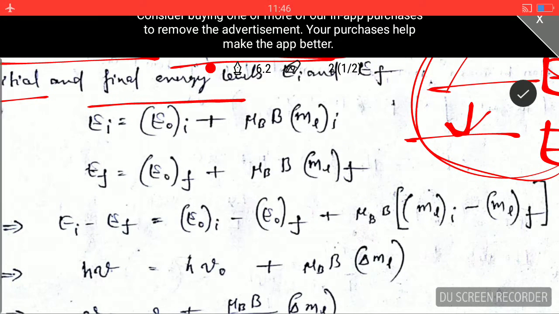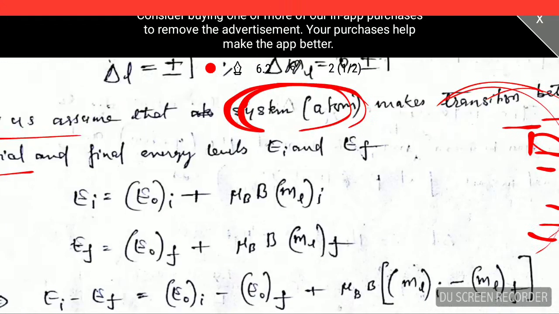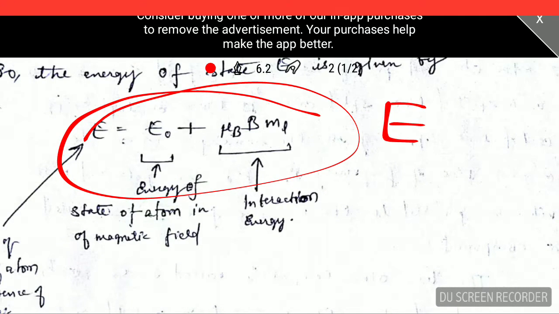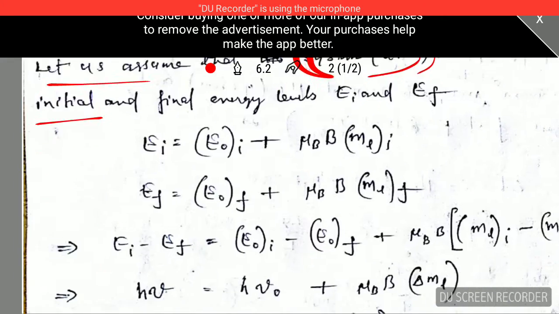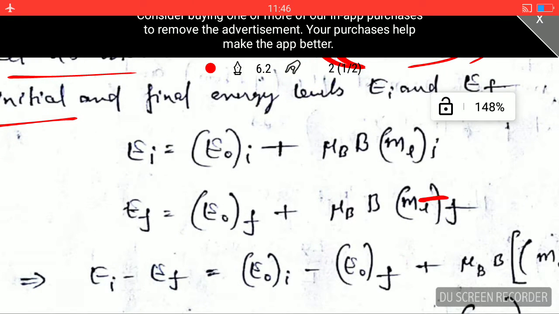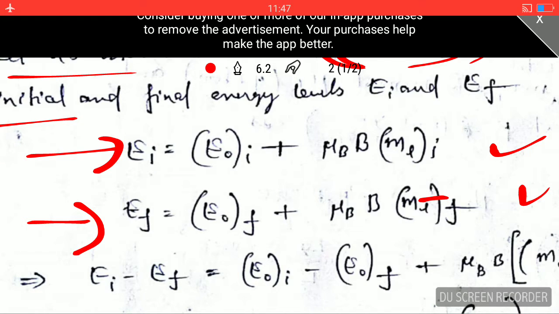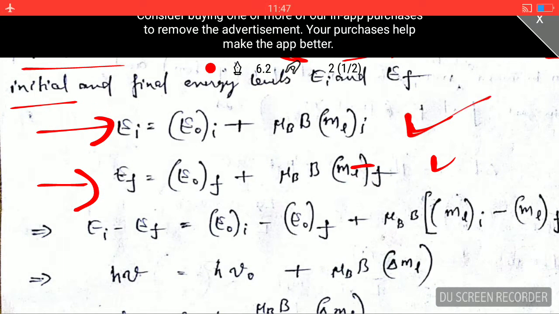As per the equation that I have already explained, I can define EI and EF using it. Here you can see that I have written the initial energy in this fashion, and the final energy EF in this fashion, using that equation. This is the initial state of the atom and this is the final state of the atom in the presence of a magnetic field.